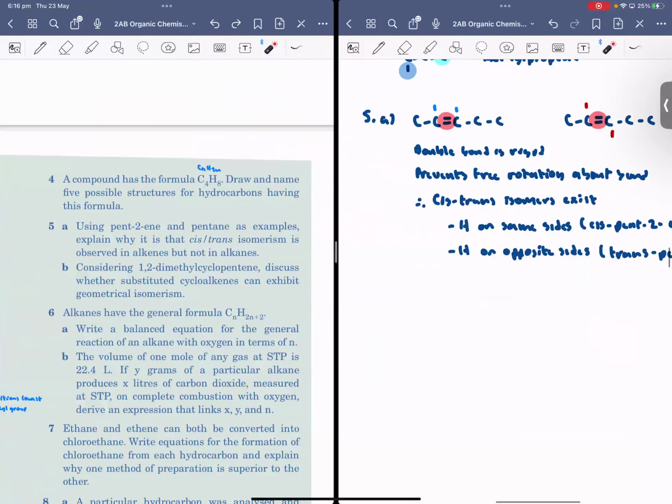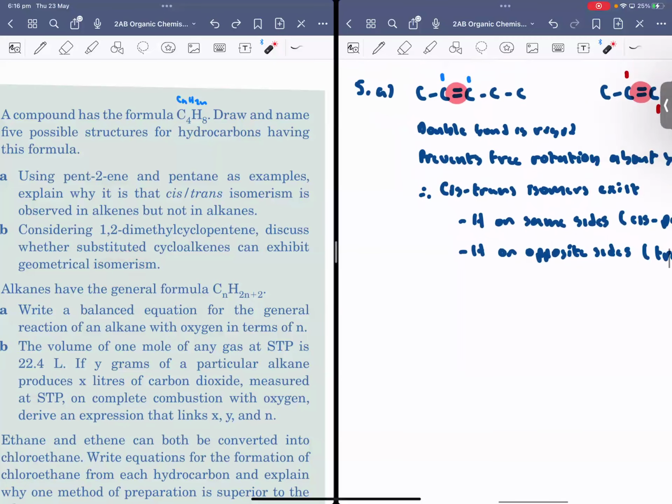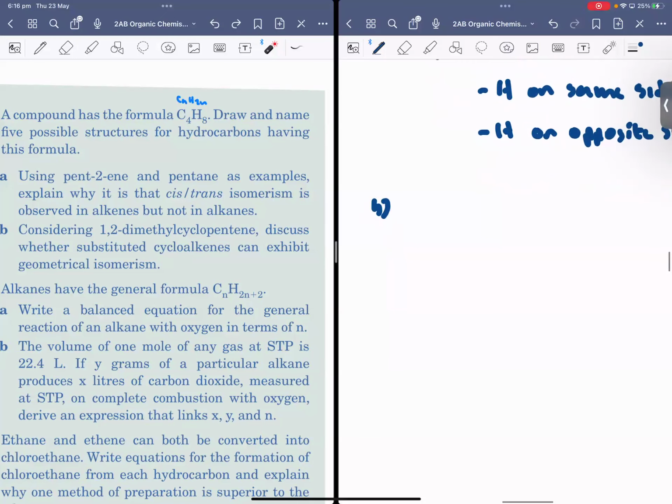Part B. Considering this, discuss whether it can have geometric isomerism or not. Well, let's check, guys. Let's see if it can have geometric isomerism or not. Cyclopentene. 1,2-dimethyl. Does that mean there's a C here and a C there? Yes? All right.